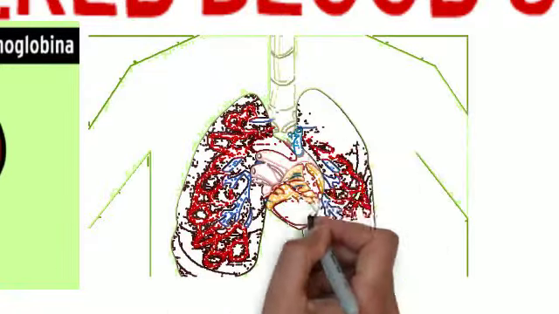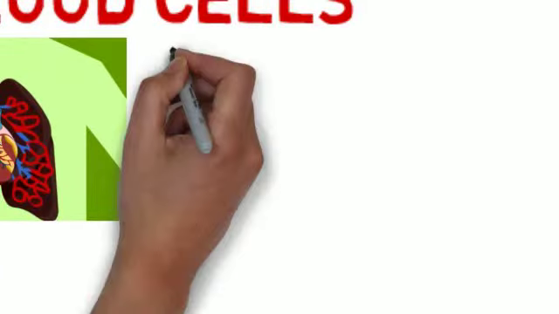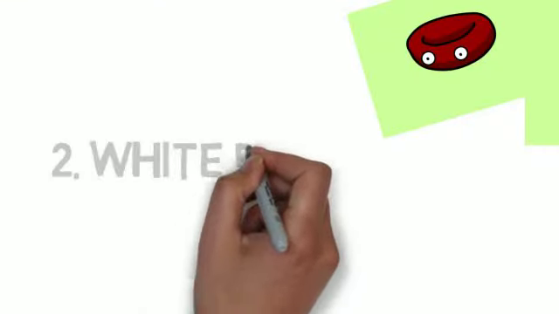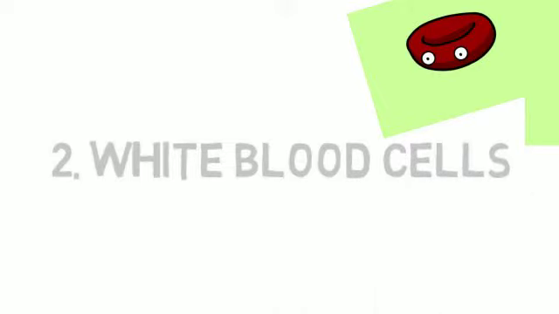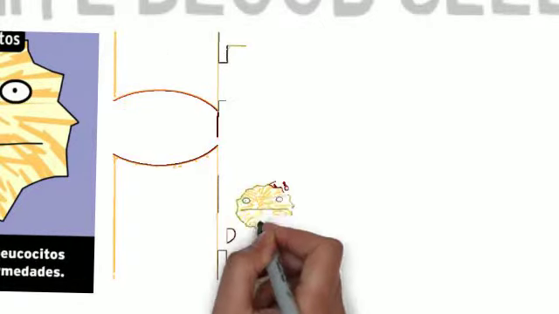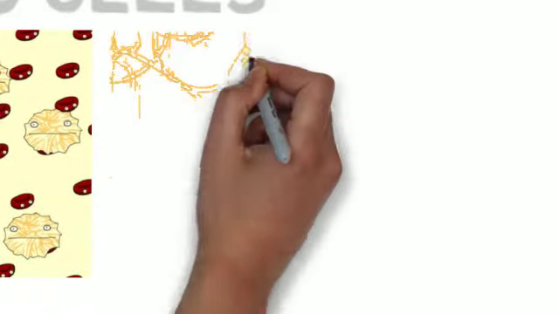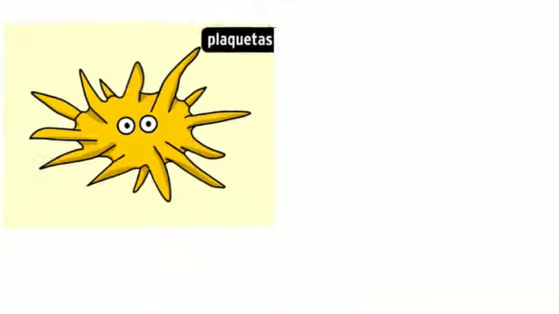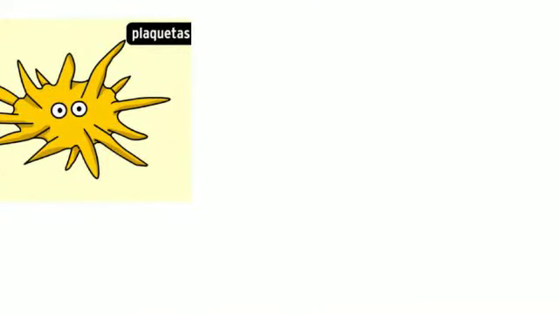Number 2. White blood cells, called leukocytes, are cells with migratory capacity. Operation: they defend the body against attack by bacteria, viruses, parasites, and fungi. Number 3. Platelets or thrombocytes. They are cell fragments. Operation: they protect the wall of blood vessels, forming a platelet plug which prevents bleeding. They also help the healing of wounds.